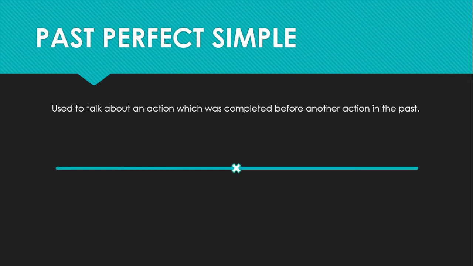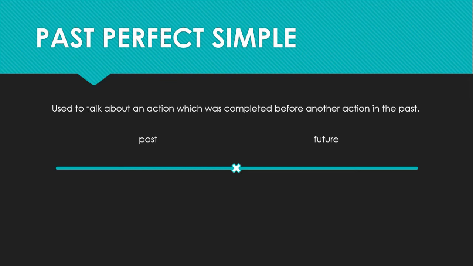The X here represents the present. Okay, X itu melambangkan masa sekarang. So sebelum sekarang, we have the past, and we have the future after that. Okay, so since we're talking about the past perfect simple, we should only be focusing on the past.